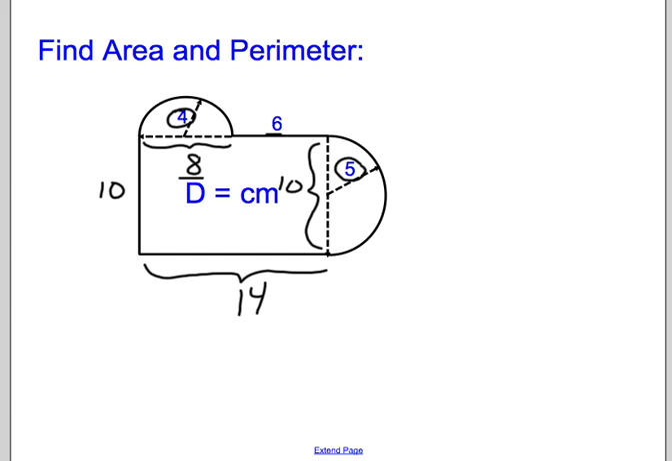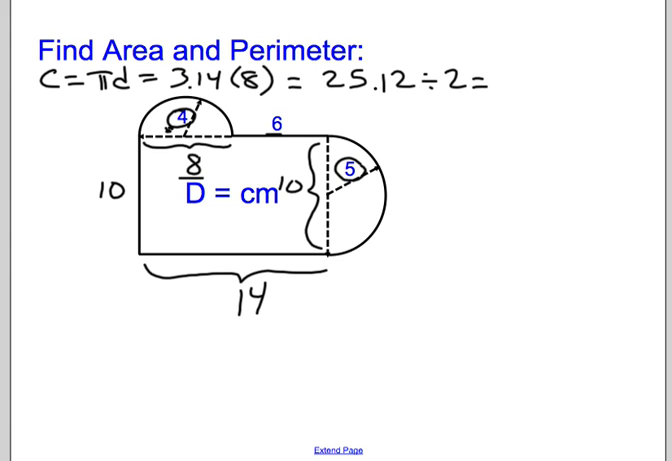So we're going to start with the little one right here. Circumference of this circle is going to be pi d. That's 3.14 times the diameter we just wrote down as 8. 3.14 times 8 is 25 and 12/100ths. And then we divide that by 2 because it's a semicircle. So divide by 2.